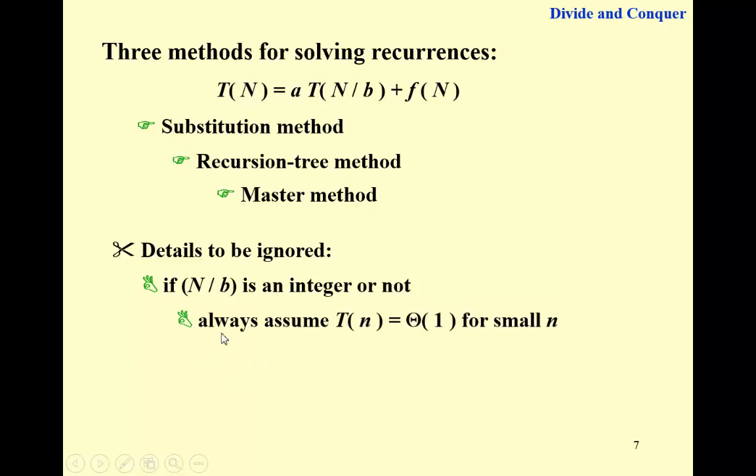The other one is we always assume that the time complexity for solving the problem with very small n is a constant. So it takes constant time, very few steps, to solve very small size problems, for example n equals 2 or 3, or say any number less than 10. Alright, now let's check out those three methods one by one.